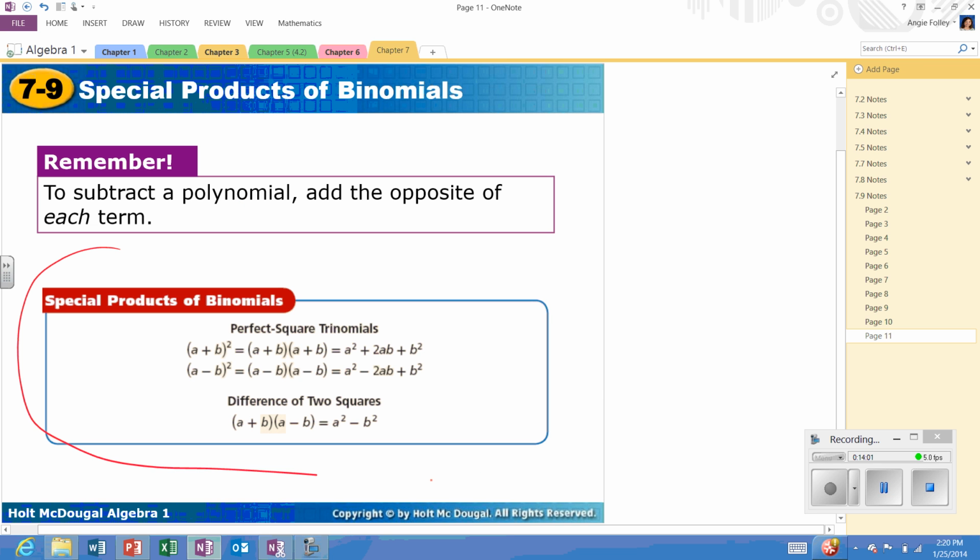This is a really good slide to have. This gives you the summary if I've got (a plus b) squared, (a minus b) squared, and a difference of 2 squares. Those just walk you through it. You guys can always FOIL if you don't want to memorize the little shortcuts.